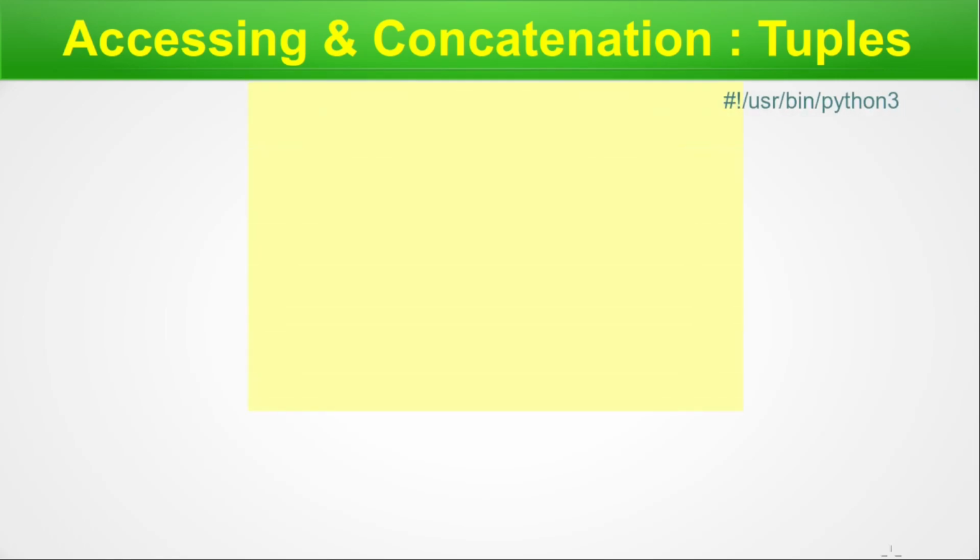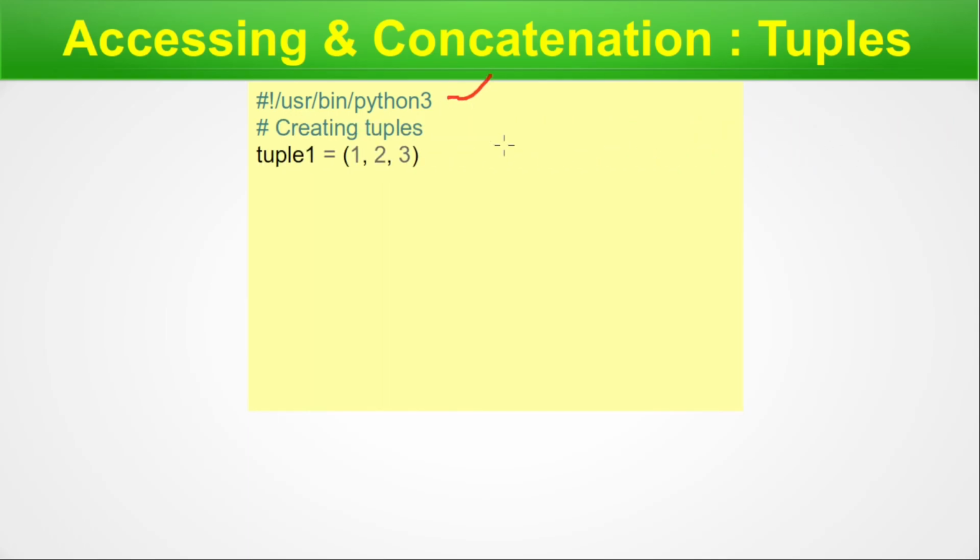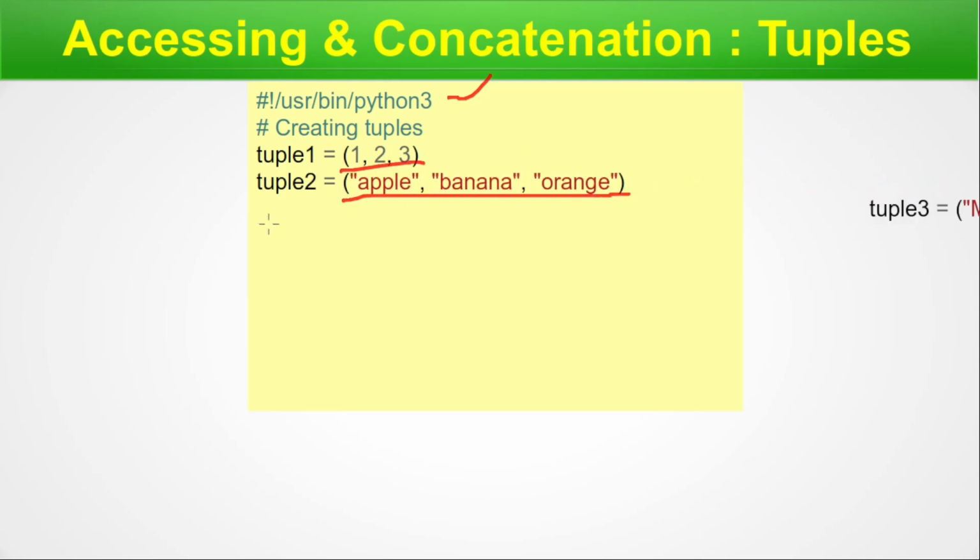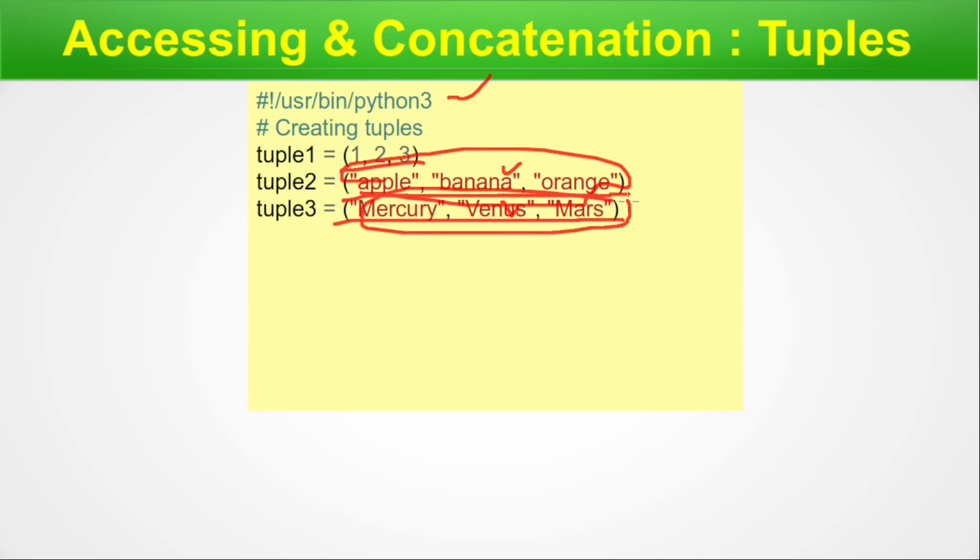Here goes the first line of our code, which is nothing but our interpreter. Next we have the comment creating tuples. The first tuple 1 is 1, 2, 3. Next tuple is apple, banana, orange. And tuple 3 Mercury, Venus, Mars. So you can see these are 3 different kind of data, although this is string as a type, but the nature of the string is different. Here it is fruits, here it is the planets.